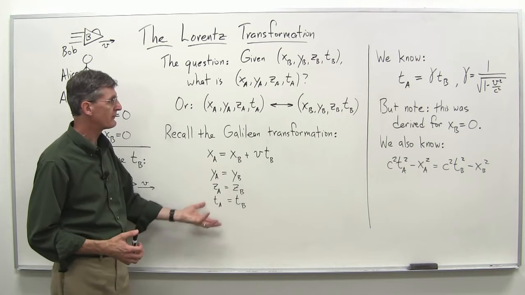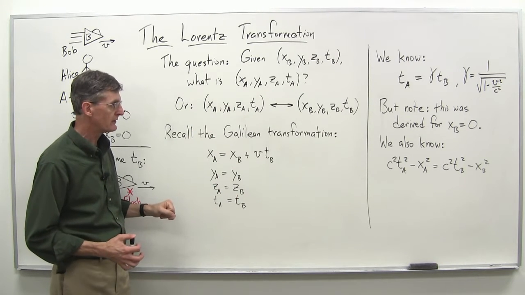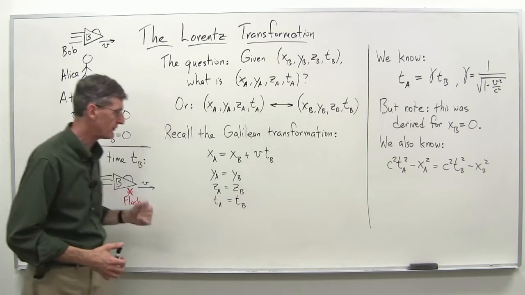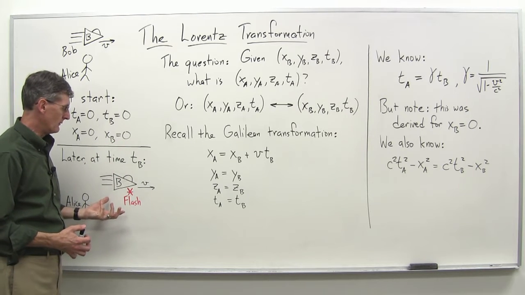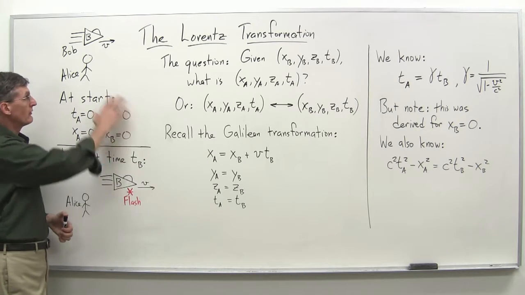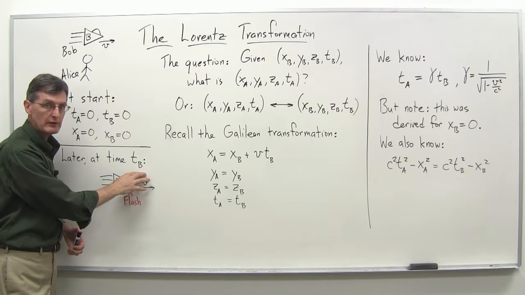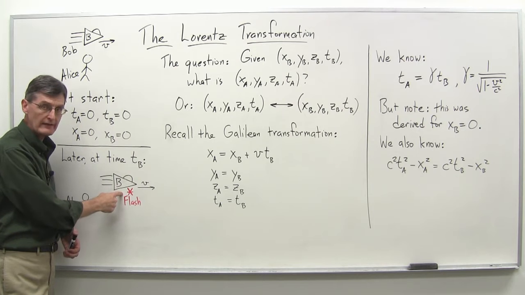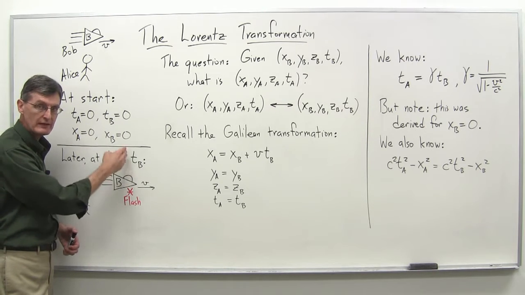We'd like to have something like this that works with special relativity. So that's our goal here. We'll get back to the stuff over here in a minute, but let's set up the situation for Bob and Alice. They pass each other at time t equals 0, and then later at some time tb, according to Bob's clock, he sees a flash of light right at his cockpit. In other words, that is occurring at xb equals 0.